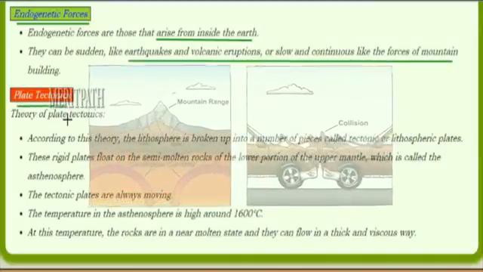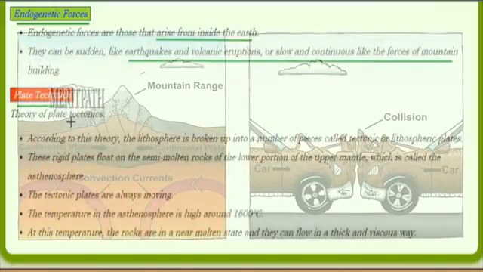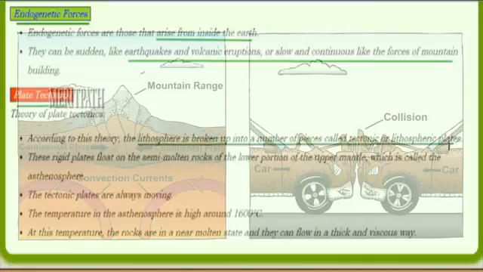Next is plate tectonics. There is a theory of plate tectonics. Let's understand what plate tectonics is. The lithosphere, the land, is broken into a small number of pieces known as tectonic or lithospheric plates. These plates float on semi-molten rocks, that is, on the lava rocks. They float on the lower portion of the upper mantle, the inner surface of the earth, which is also known as the asthenosphere. So these plates are floating and always moving.